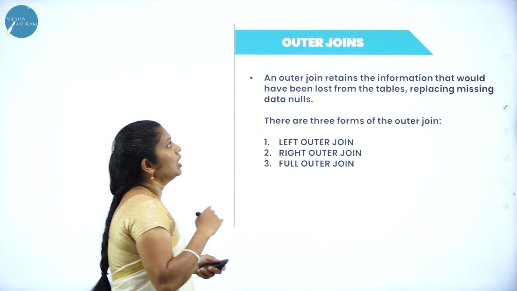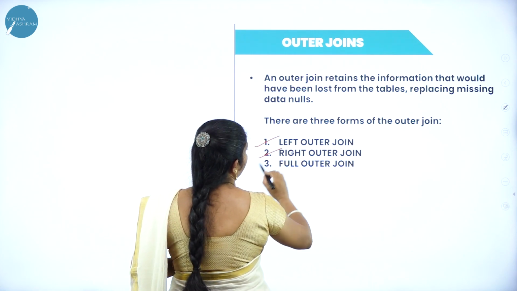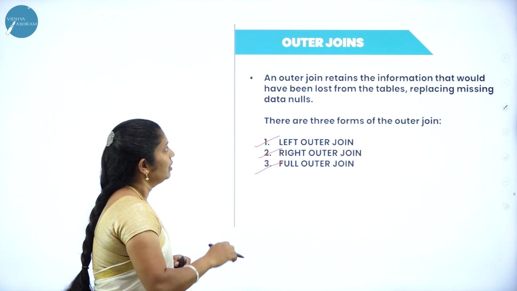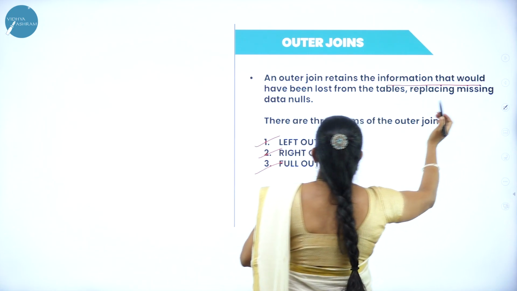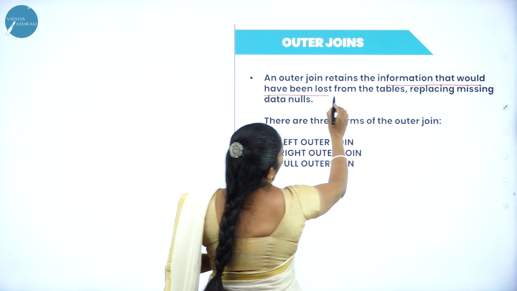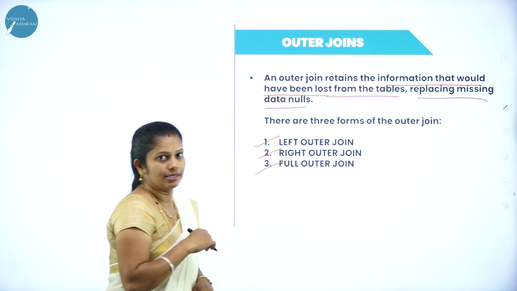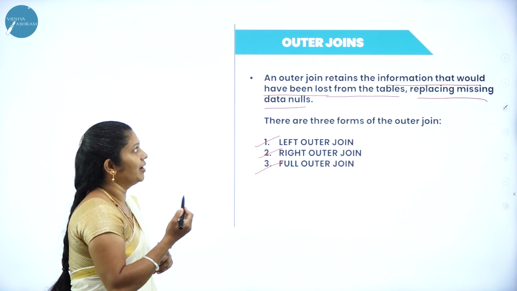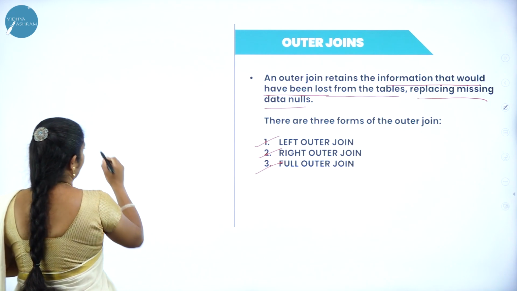But when we come to outer join, it is classified into left outer join, right outer join, and full outer join. Outer join retains the information that would have been lost from the table, replacing missing data with nulls. This is the major thing regarding outer join. What do you mean by left join, what do you mean by right join, what do you mean by full join?